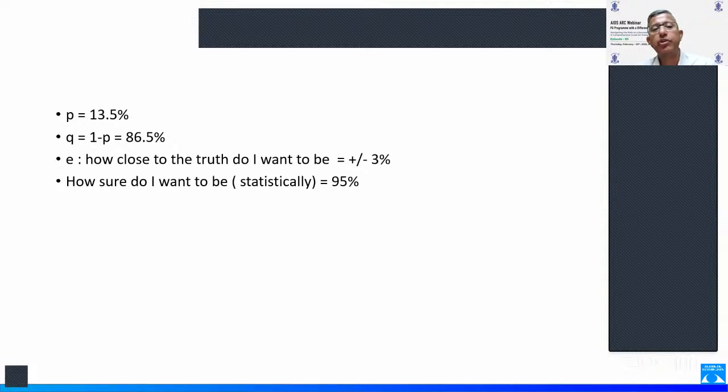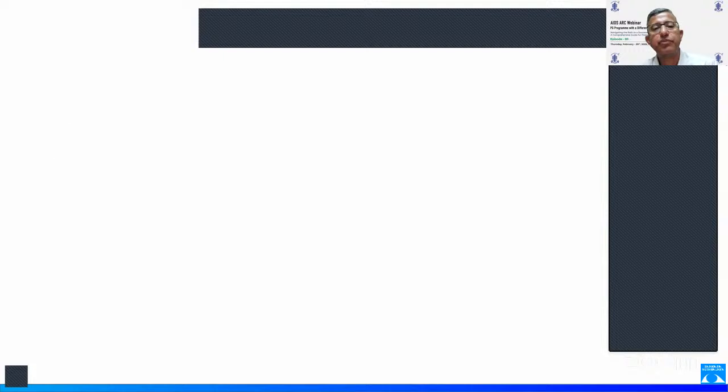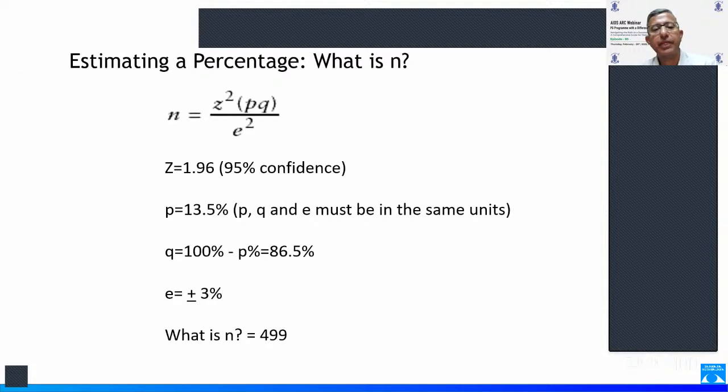And how sure do I want to be statistically? 95%. So this is the stuff you put into the formula, and what you get is a sample size of 499. So you need to do a survey of approximately 500 people in order to get this result. And you can then take a decision as to whether this is feasible or not.